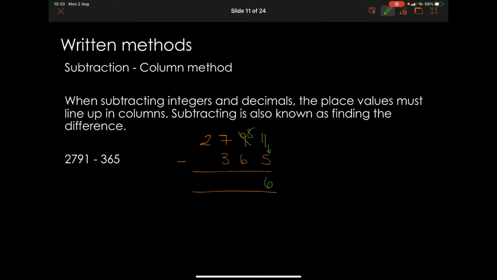We then move on to the next column and we can do now 8, which is what we've got there, take away 6. 8 take away 6 is 2, leave that there. 7 take away 3 is 4. And then 2 take away nothing is 2. Okay, so your final answer is 2,426. And you've done. So you just need to remember that when you can't subtract, we take a 10 from the column next to it and add it to the number that we're going to use.